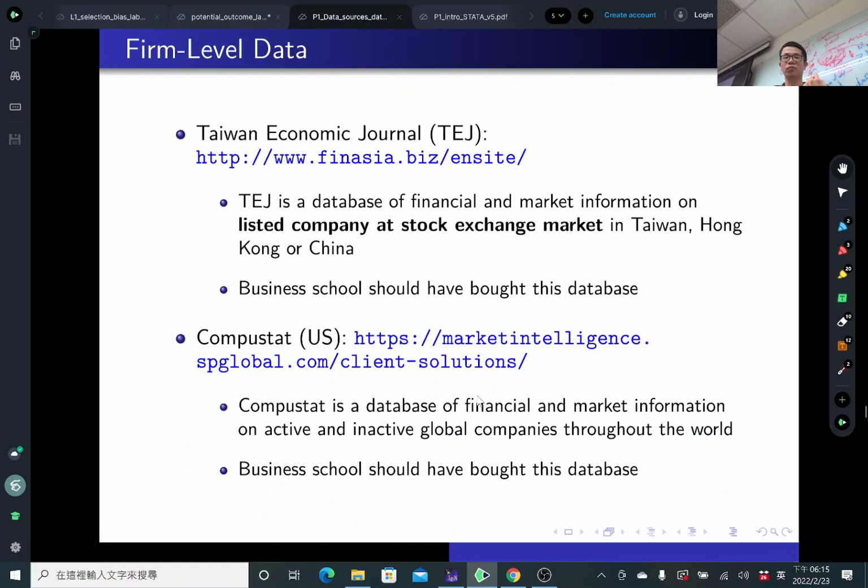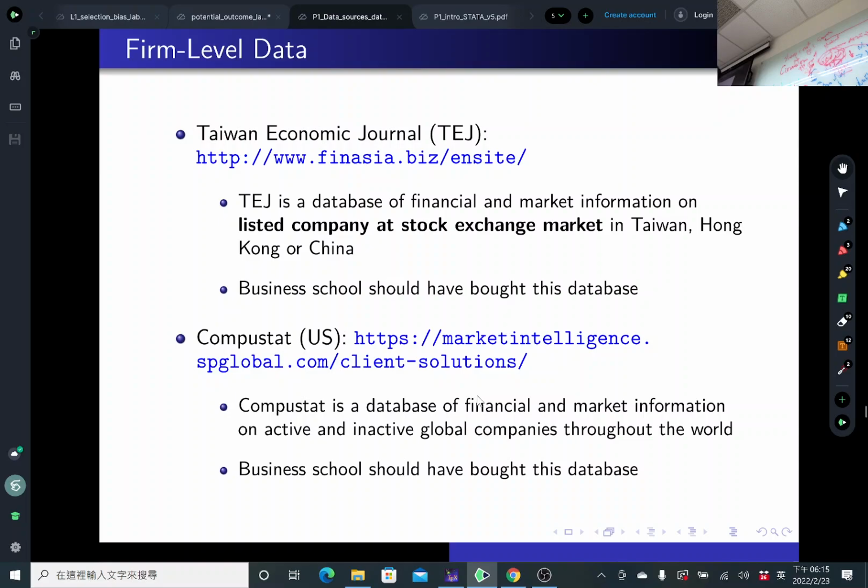For example, if you want to focus on corporate finance or some firm level issue, for Taiwan, you can look at the Taiwan Economic Journal, the Taiwan 经济新报. It's a database of financial and market information on listed companies on the stock exchange market in Taiwan, or in Hong Kong, China.